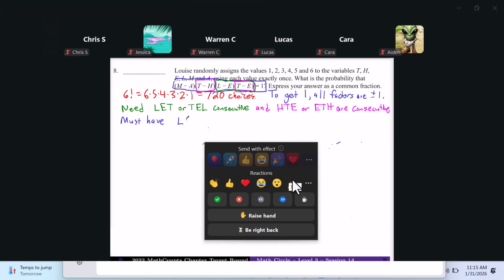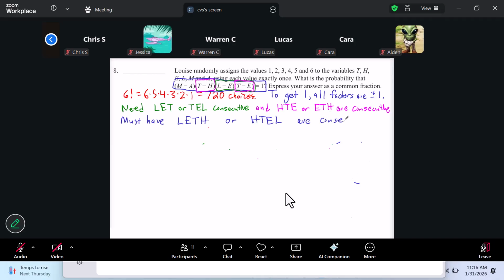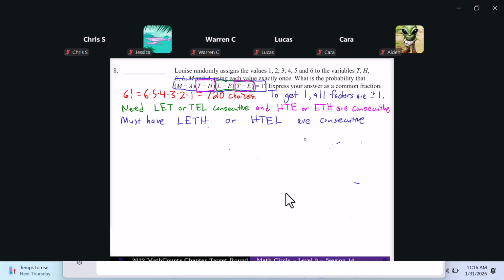And so we must have one of two things. Either we have LETH, that's if I have LET and ETH happen, because I can't have LET in order and HTE in order, since I can't have T both bigger and smaller than E. Or you could have the reverse, that I have TEL, and then that would need to match up with HT. So it's kind of like hotel. HTEL are consecutive. So one of these two things has to happen, because I need all of these factors to be plus or minus 1.